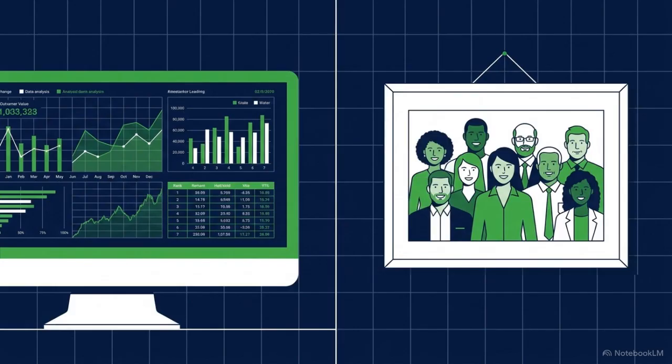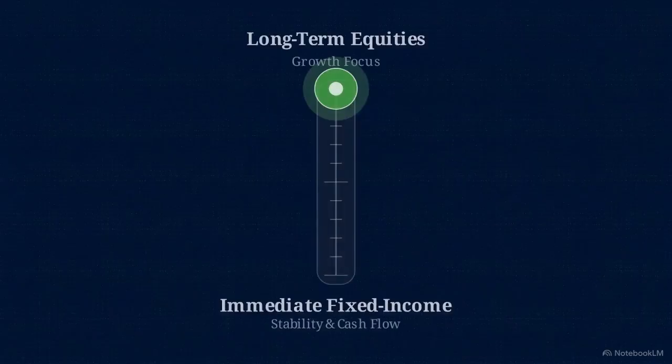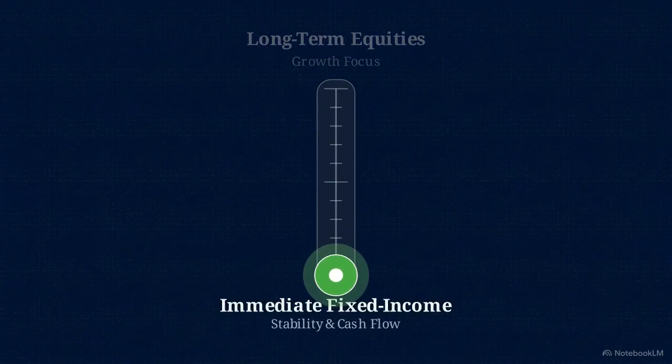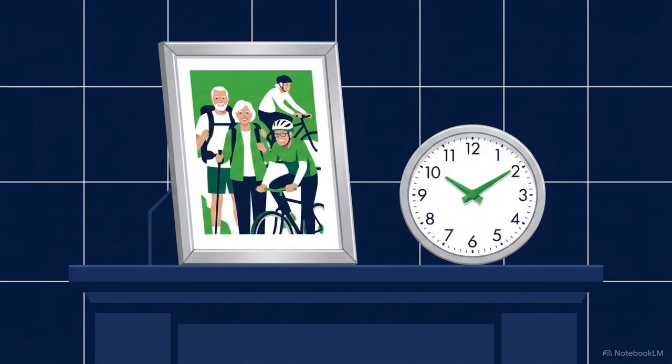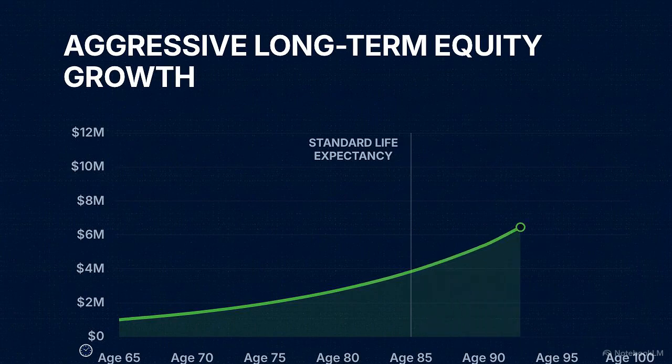To figure that out, the advisor transitions to the soft facts. These are the deeply personal, physical, and psychological variables that directly alter asset allocation. Take physical health, for example. If a client is in poor health, the strategy immediately shifts away from long-term equities and toward producing immediate, reliable fixed income generation to cover care costs. Conversely, a family history of longevity demands the complete opposite approach. That client needs aggressive, long-term equity growth to ensure they don't eventually outlive their capital.